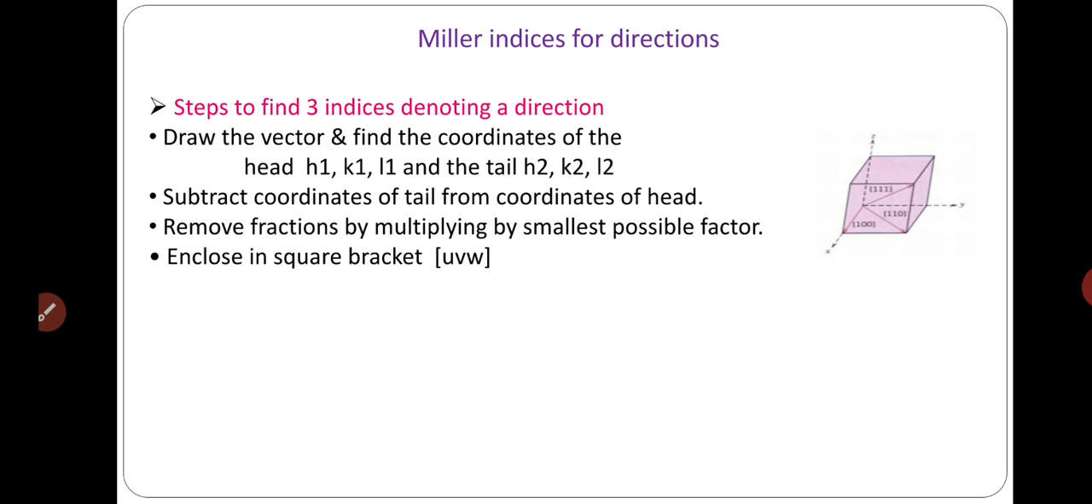So in this case, the tail is the origin, that is 0 0 0, and the head is 100. If there are fractions, remove those fractions by multiplying by the smallest possible factor. If we enclose these numbers in square brackets, that represents the Miller indices for directions.